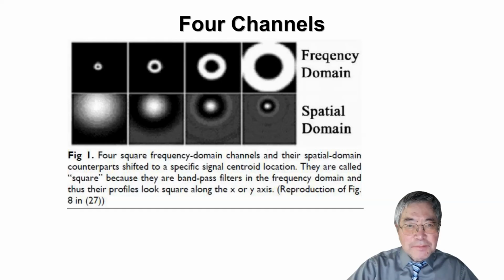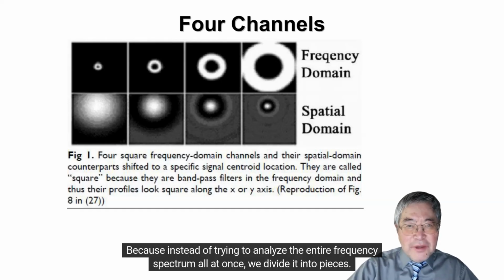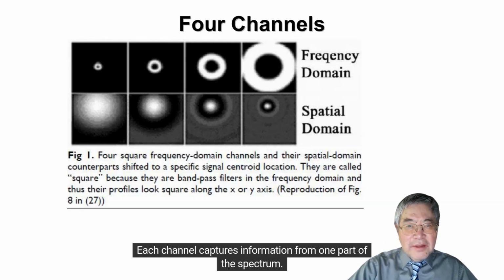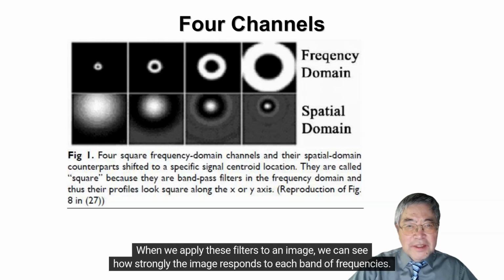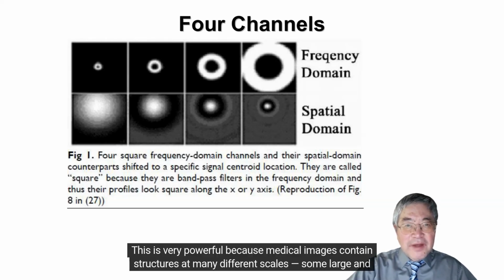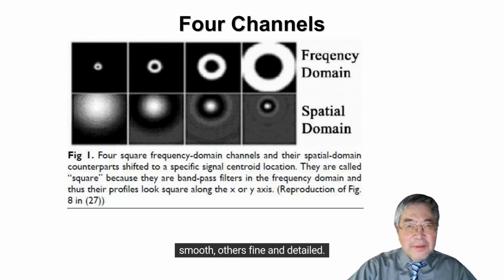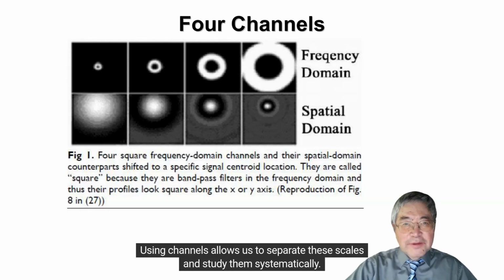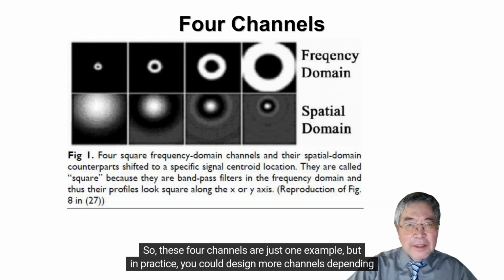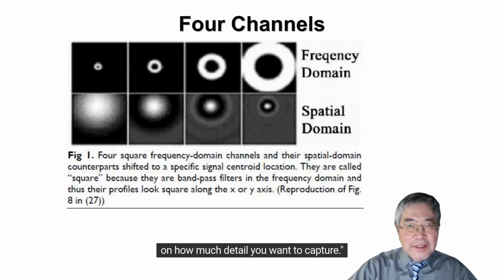Why do we do this? Because instead of trying to analyze the entire frequency spectrum all at once, we divide it into pieces. Each channel captures information from one part of the spectrum. When we apply these filters to an image, we can see how strongly the image responds to each band of frequencies. This is very powerful because medical images contain structures at many different scales, some large and smooth, others fine and detailed. Using channels allows us to separate these scales and study them systematically. So these 4 channels are just one example, but in practice you could design more channels depending on how much detail you want to capture.